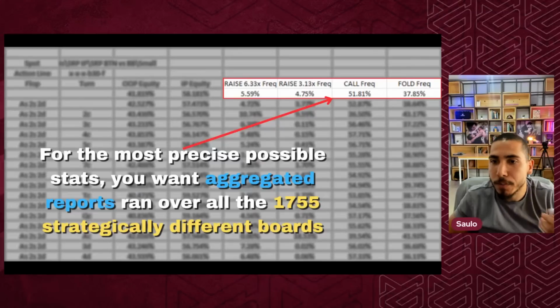And the check raise frequency is about 10.5%. That's roughly what you have there. So 38% on all board textures, 10.5% check raise. Okay. Everyone following here?